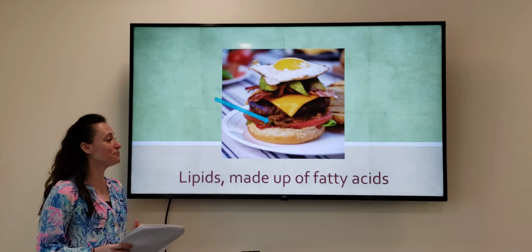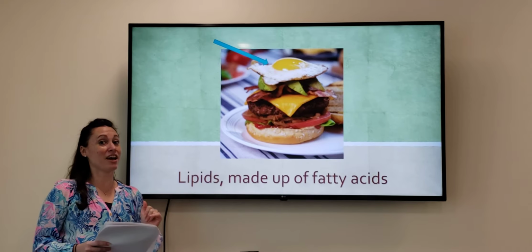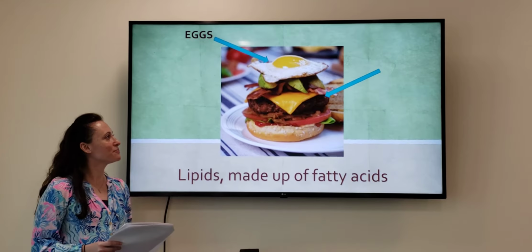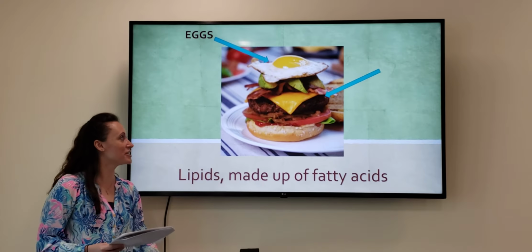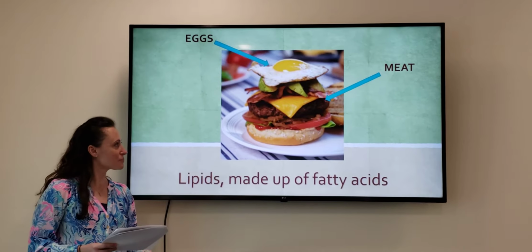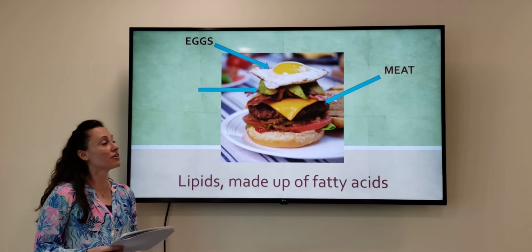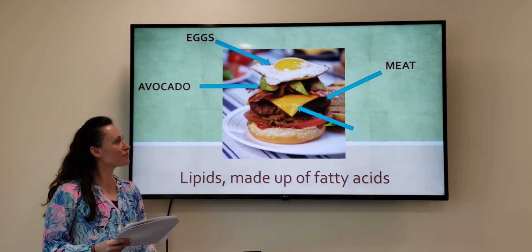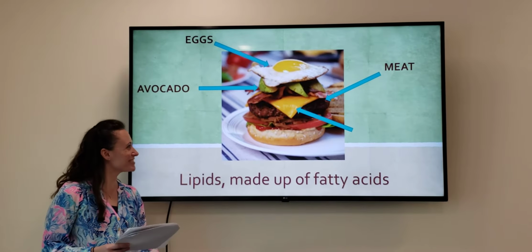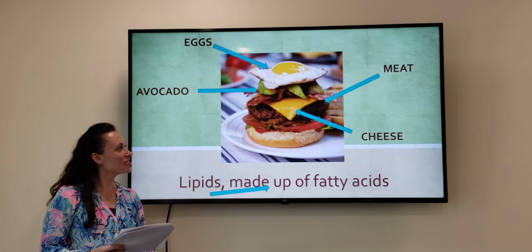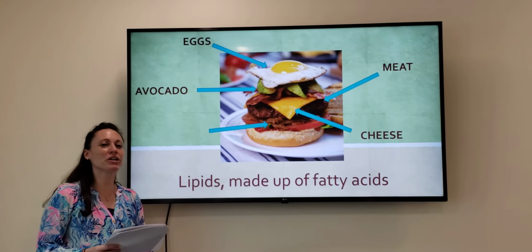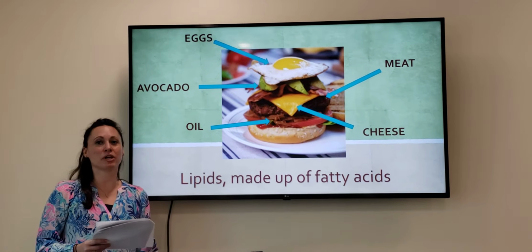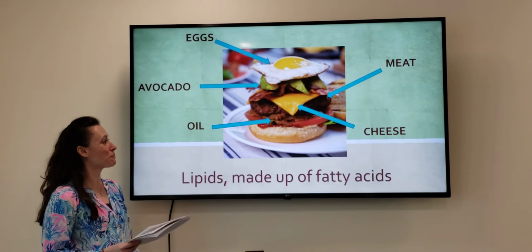So one of them, yep, you got it, the egg. Another, the meat. Of course, that's an easy one, the beef. Then we have the avocado hiding underneath the egg. Cheese, yes. And can you get another one? It's pointing at the sauteed onions. Oil. They were likely cooked in oil. Okay.